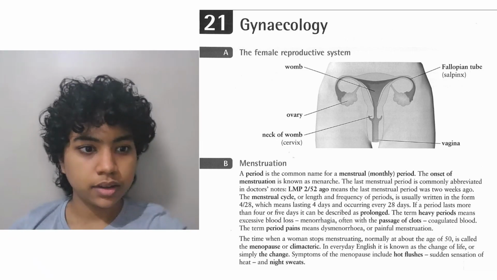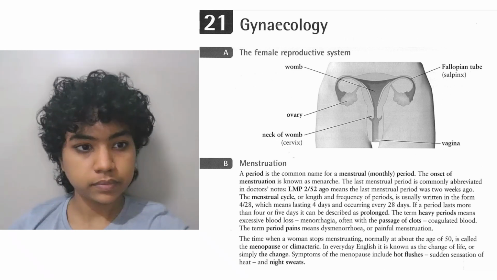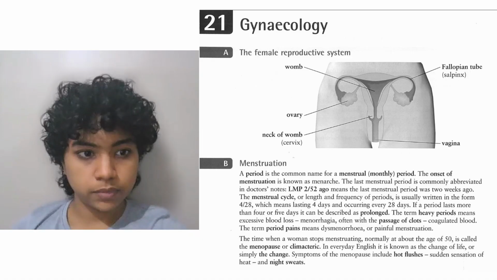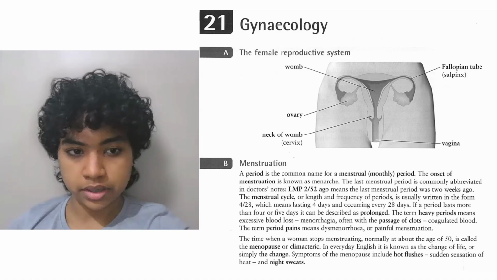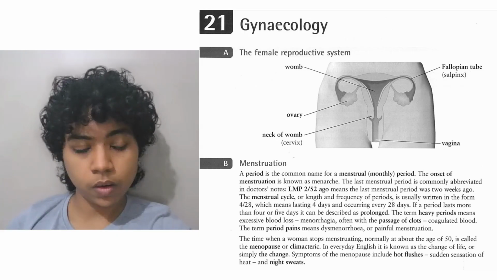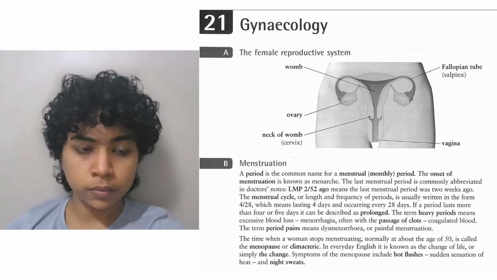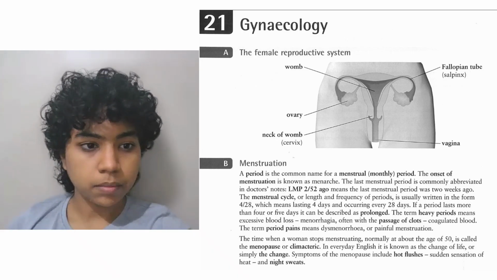Gynecology: the female reproductive system. Womb, fallopian tube, salpinx, ovary, neck of womb, cervix, vagina.